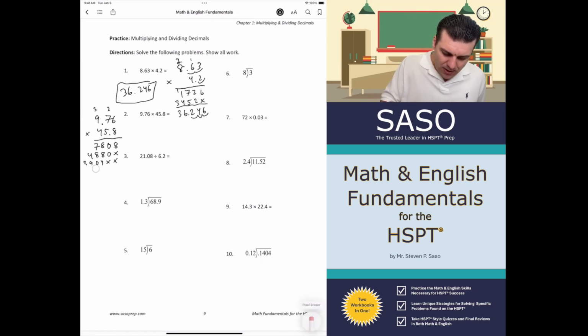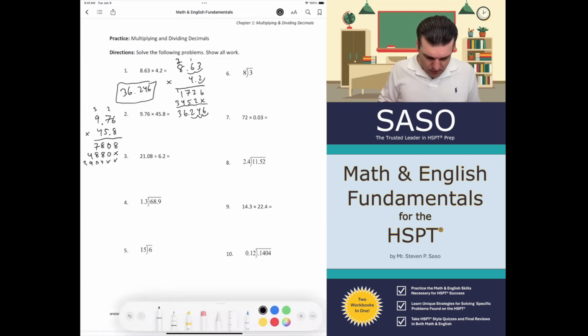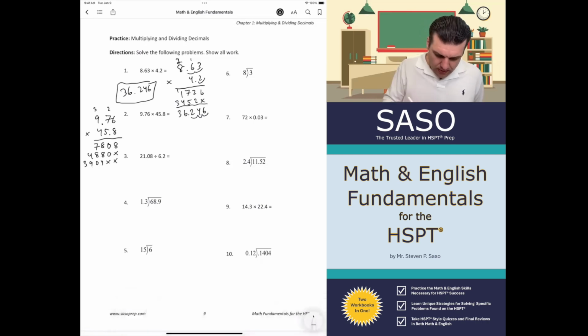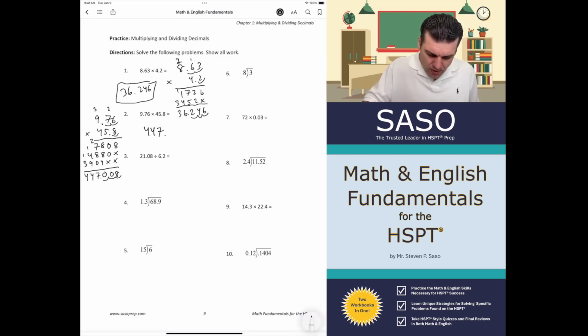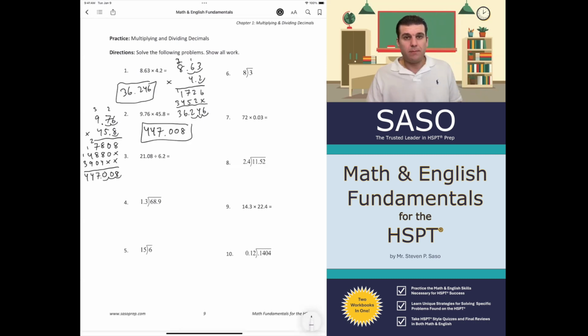Okay, now we add these all up. Oops. Undo that. And add these all up. So we have 8, 0. 8 plus 8 is 16, 17, 18, 19, 20. Carry the 2. 8 plus 2 is 10, plus 7 is 17. Carry the 1. 9 plus 1 is 10, plus 4 is 14. Carry the 1. And 3 plus 1 is 4. Okay. And then we add up our decimals. 1, 2, 3. 1, 2, 3. So 447.008. All right, next we're going to do some division.